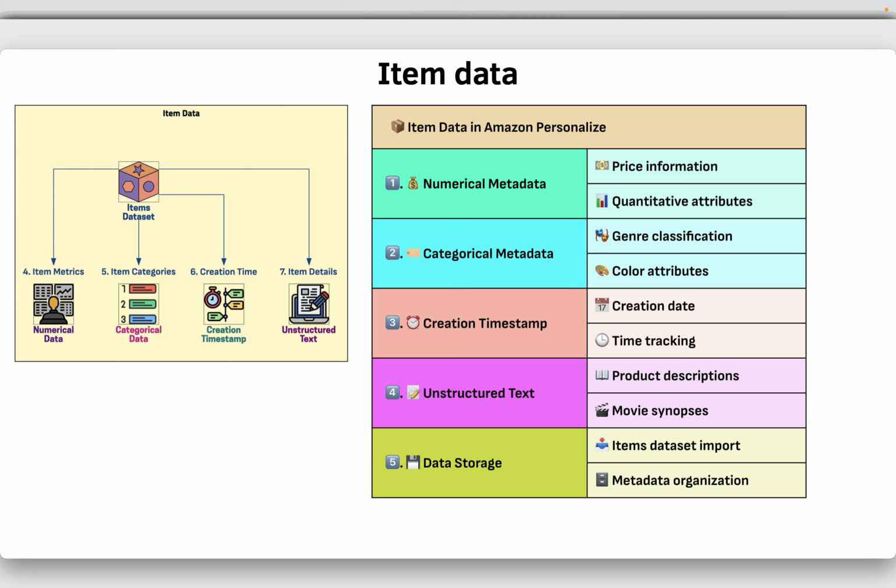Next type is item data. The item metadata that Amazon Personalize can use includes the following: numerical data about each item, such as the price; categorical metadata about each item, such as the item's genre or the color; creation timestamp data for each item; and unstructured text metadata such as product descriptions or movie synopsis. You import metadata about your items into an items dataset.